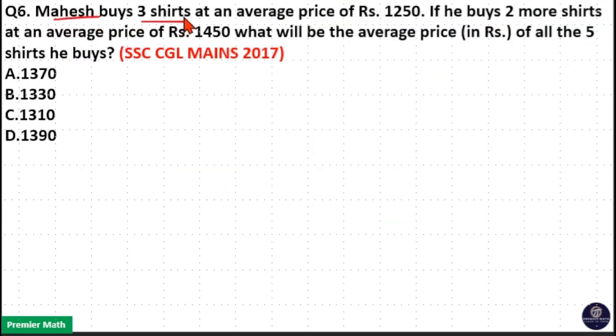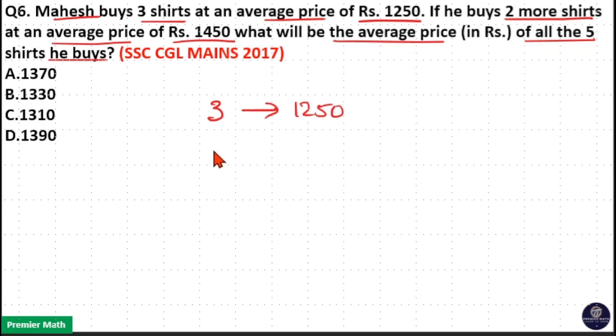Mahesh buys 3 shirts at an average price of rupees 1250. If he buys 2 more shirts at an average price of rupees 1450, what will be the average price of all the 5 shirts he buys? Here, the average price of 3 shirts is rupees 1250 and the average price of 2 shirts is rupees 1450. Now, we need to find out the average price of all the 5 shirts.